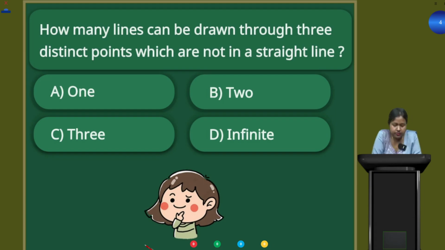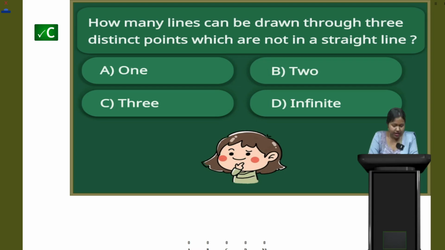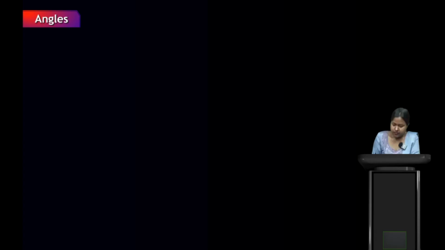You draw three lines. You draw the lines through the distinct points which are not lying on a single line, and then you check. Did you get your answer? Very good. Option C. A total of 3 are possible. Okay.